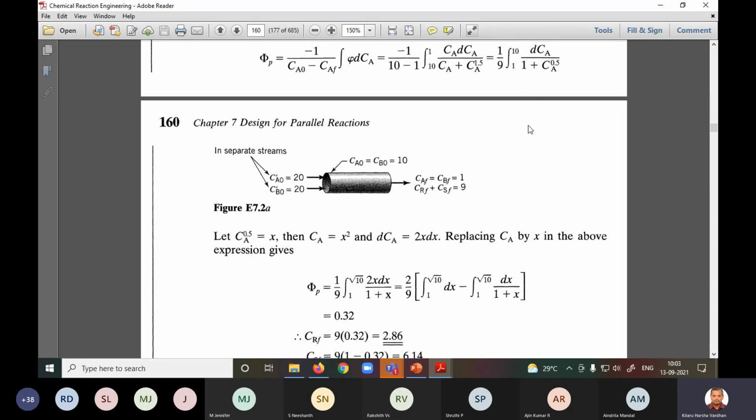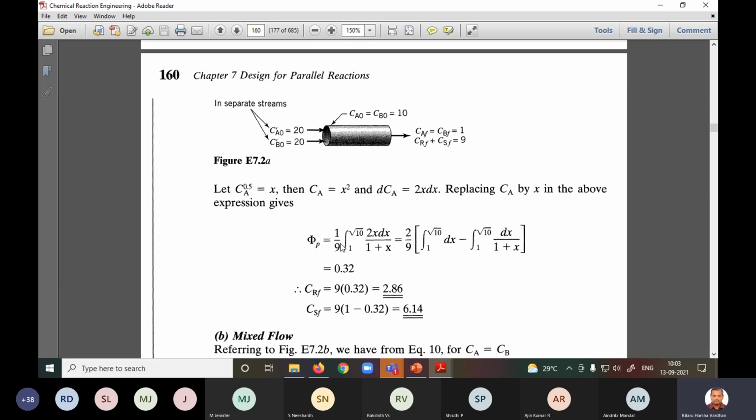This is the regular way of doing this integration, am I right? Because this is root x. Then you put all that. Then if you do the calculation, 1 by 9 because 10 minus 1, 1 to root 10, because Ca you are putting x, therefore you have to substitute the limits also. 2x dx by 1 plus x. So this is nothing but ln. That is what you are putting here. And if you substitute all the limits, you are left with 0.32 for phi p. So phi p is 0.32.